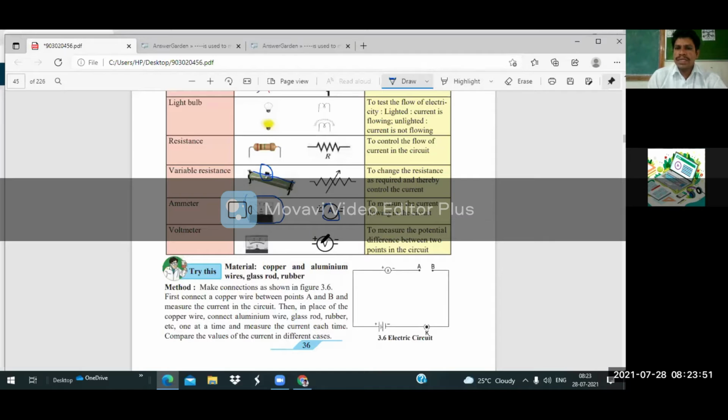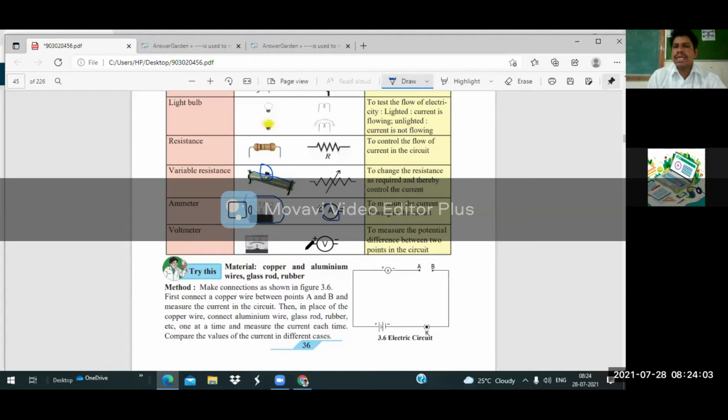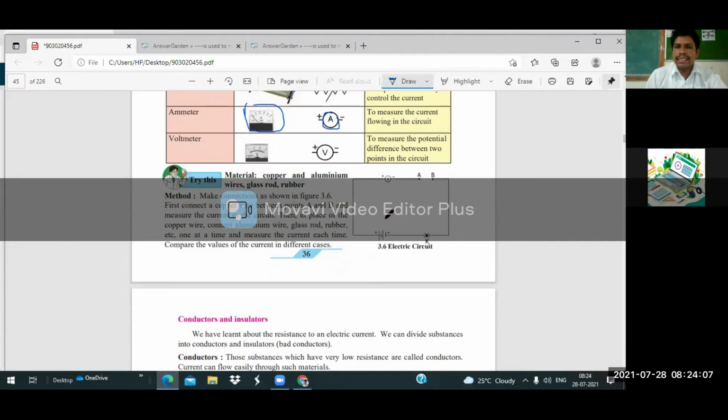Then voltmeter. We know the voltmeter is used to measure the potential difference between two ends or two points in the circuit. How much voltage is required in that circuit, we can measure with the help of the voltmeter. Now here one exercise is given for us: copper and aluminum wires, glass rod and rubber.